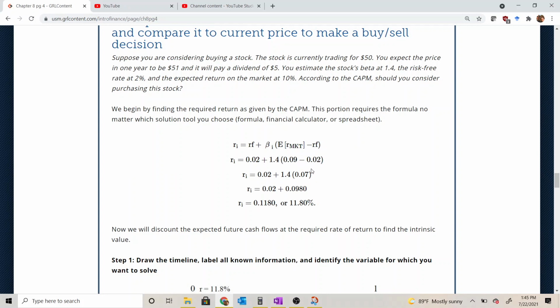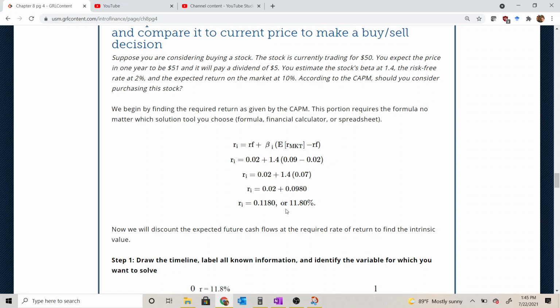Here we want to be careful with order of operations. We want to do the subtraction inside the parentheses first before we do any multiplying with the beta. So we do 0.09 minus 0.02, we get 0.07, and 1.4 times 0.07 gives us 0.098. Then we add that to the risk-free rate of 0.02, and we get a minimum required return of 11.8%.